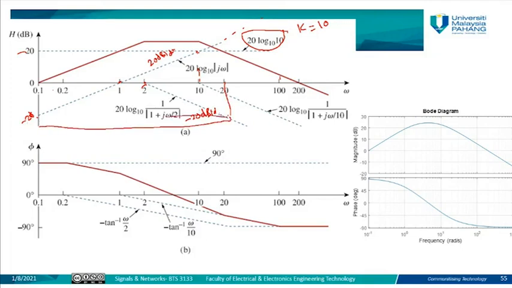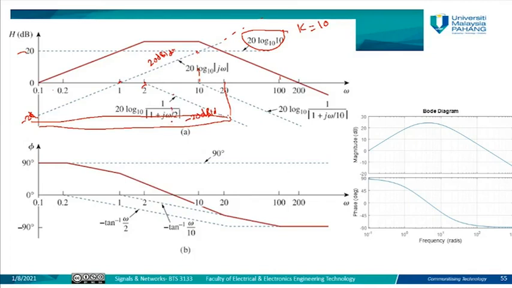I just want, like this one, it's 20 dB per decade. After 10, that means it will be 200, it will be negative 40 dB. After 2000, it will be negative 60 dB, and so on. So this is for the first order element.